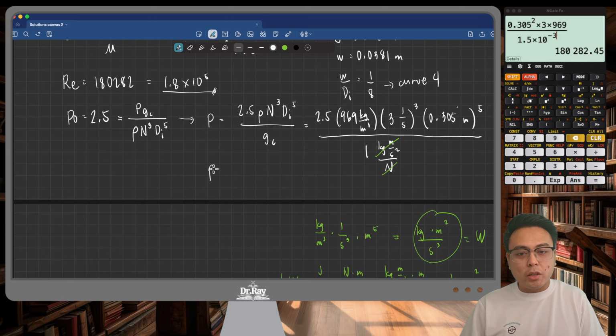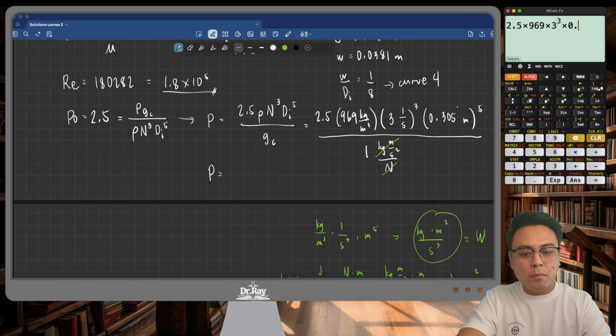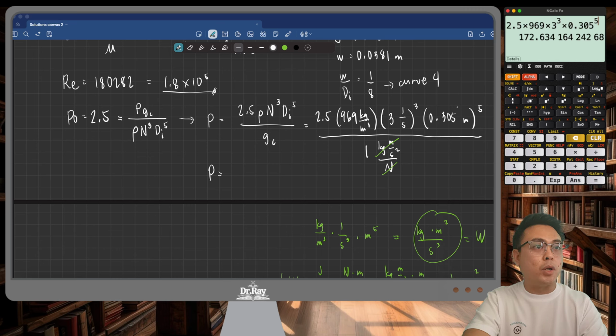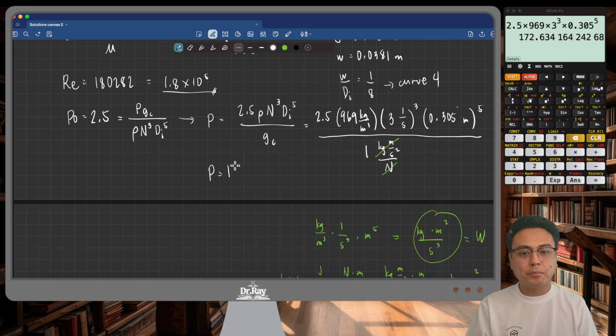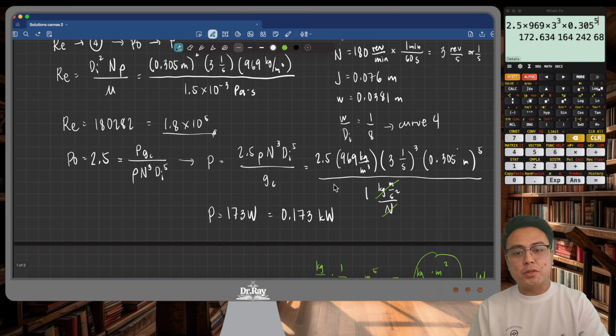When we try to calculate the power, that will be 2.5 times 969 times 3 cubed times 0.305 raised to the fifth power. I'm getting 173 watts. Or in kilowatts, it's 0.173. Double check: 2.5 times density times impeller speed cubed times impeller diameter to the fifth. This is our final answer.